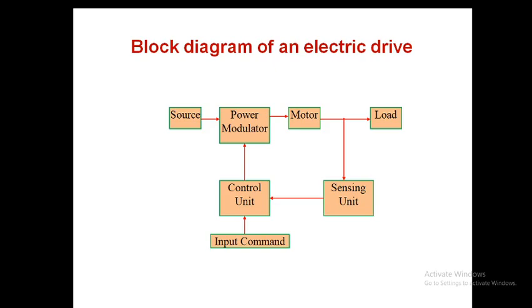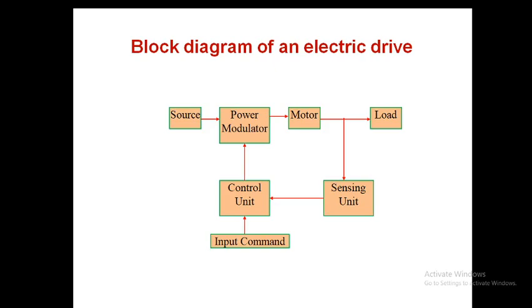The motor and load are connected with a shaft, and from the motor a sensing unit will sense the speed, and that speed will be sent to the control unit. The control unit needs to adjust the firing angle or modulation index of the power modulator, so that it again controls the voltage to the motor. Indirectly it controls the speed of the motor as per the input command.